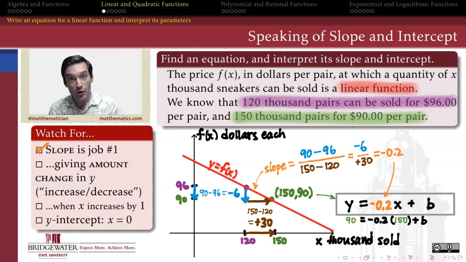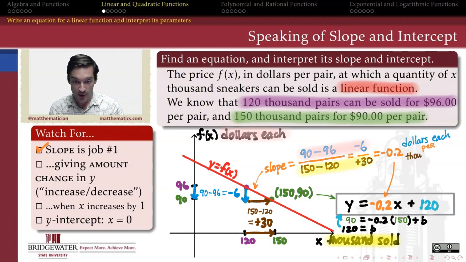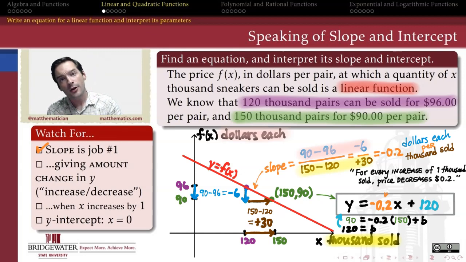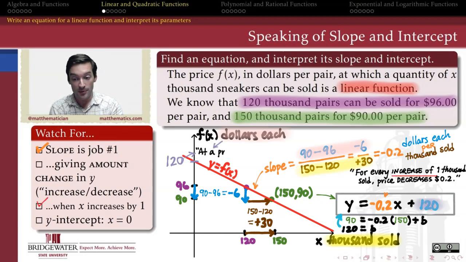The slope can be interpreted in context by restoring the units of x and y back into the fraction that defines it. In this example, the units are dollars per 1,000 sales. And the slope's meaning says that an increase of 1 in the x variable, here selling 1,000 more pairs of shoes, is going to correspond to a decrease of 0.2 in y, in other words, decreasing the price per pair by 20 cents.